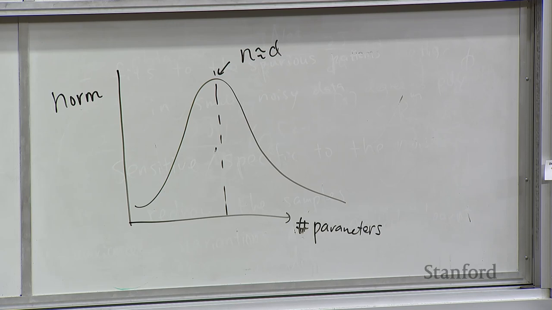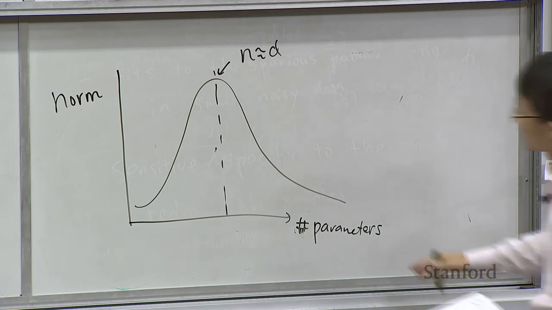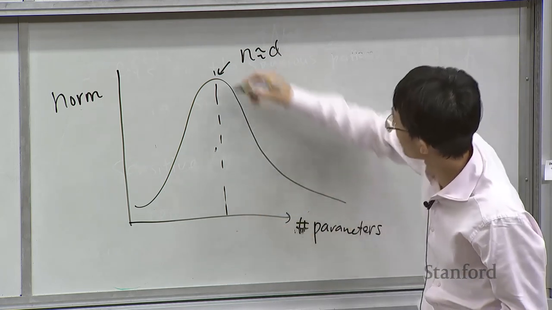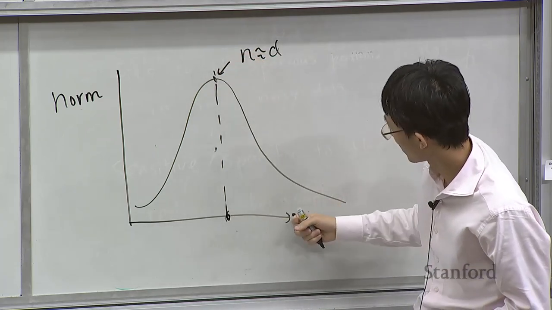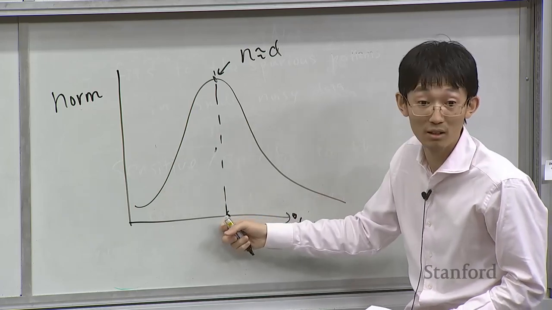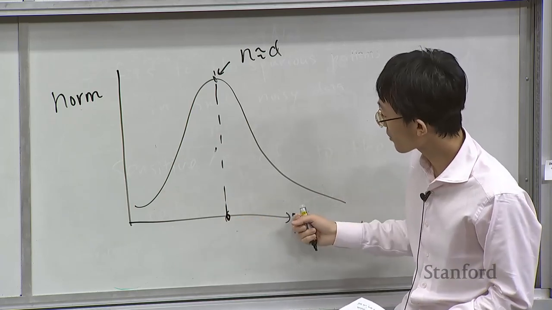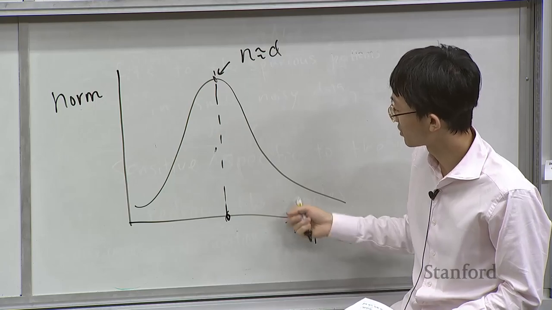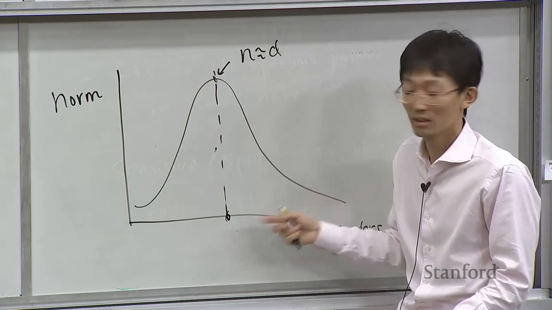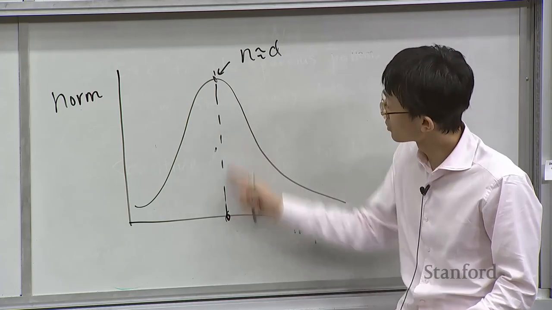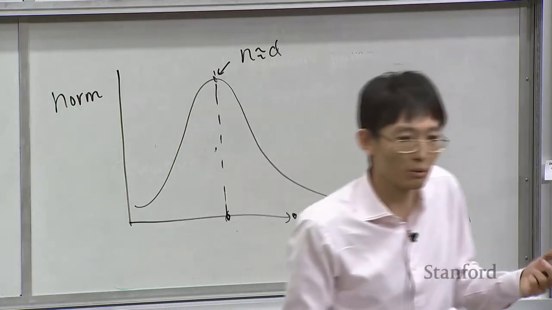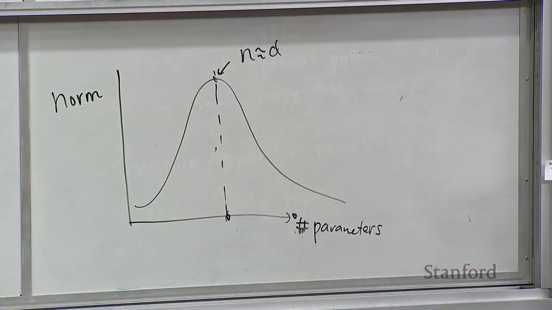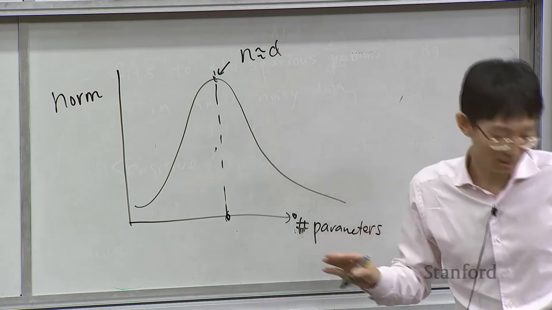these peaks. So even though, suppose you compare this experiment and this experiment, here you have more parameters than here. But when you have more parameters, sometimes you have a smaller norm. So when n is close to d, for some reason the norm is very, very big. And we actually know the reasons. The reason is that some random matrix is not well behaved when n is close to d. But I guess we are not going to go into that.